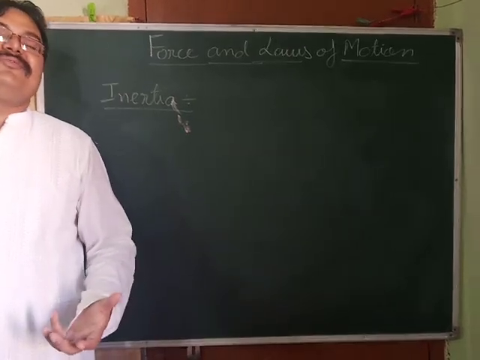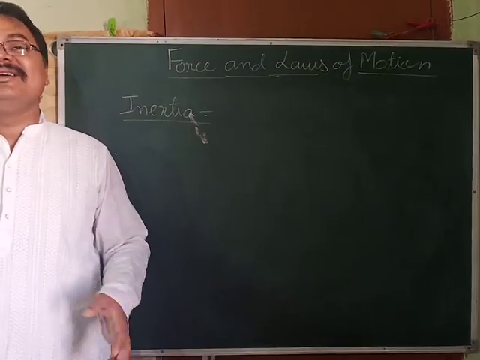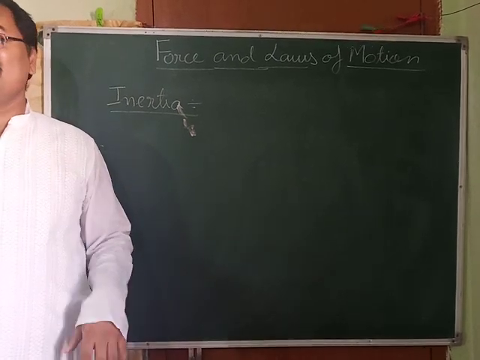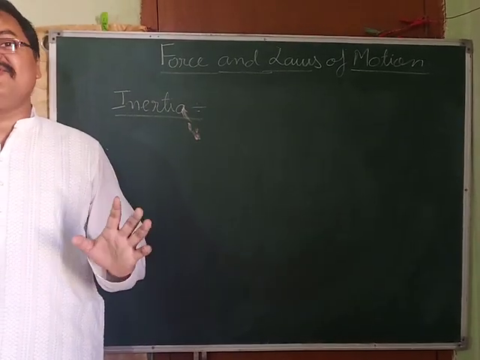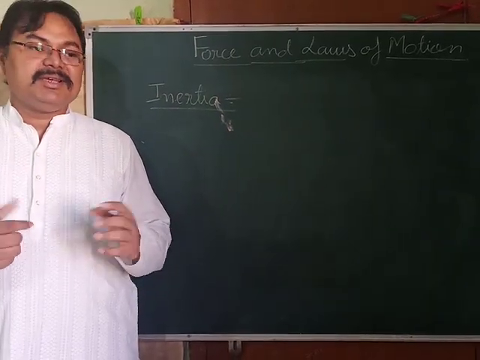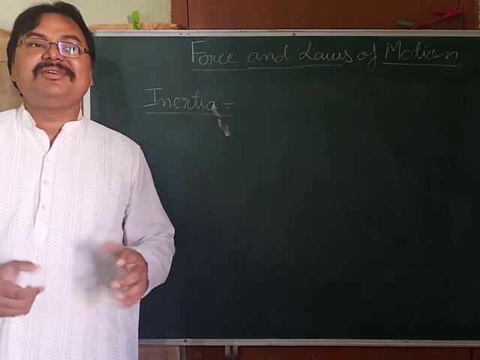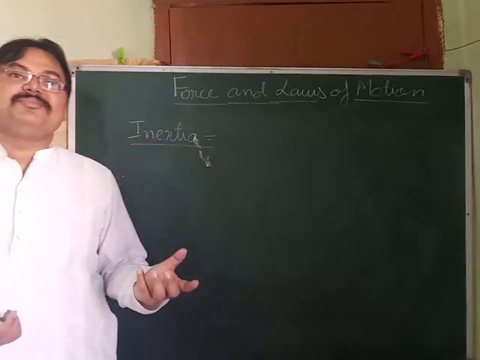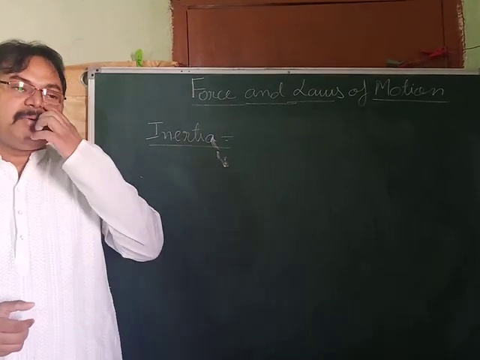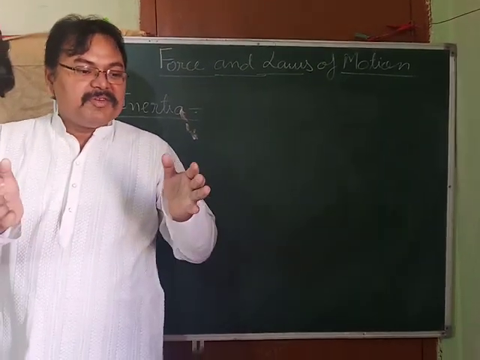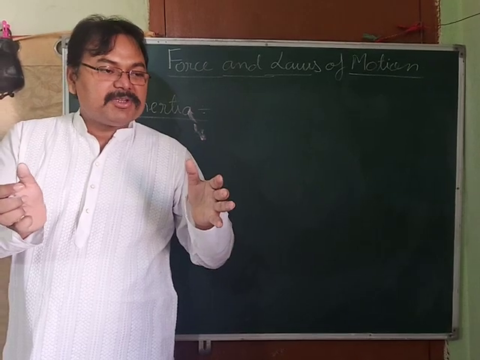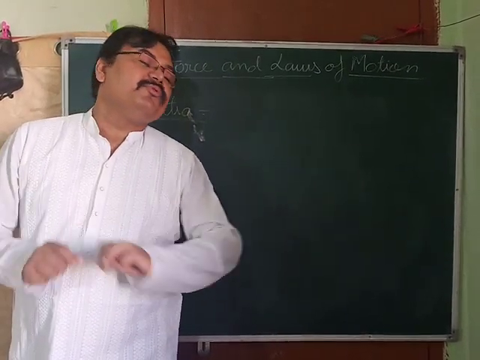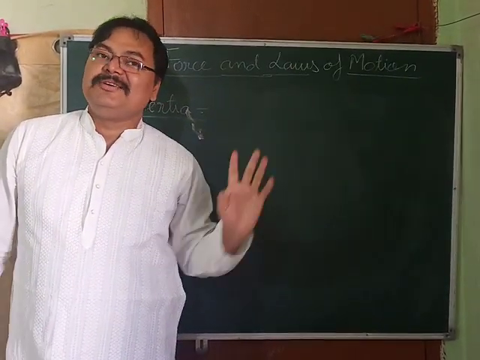It is the tendency of a body. Which type of tendency? To oppose, to resist. What to resist? The change. Change in what? Change in its state of motion or state of rest or in the direction of motion. Suppose if a body is moving with the speed of 5 meters per second, then it tries to continue to move in the same direction with the same speed.